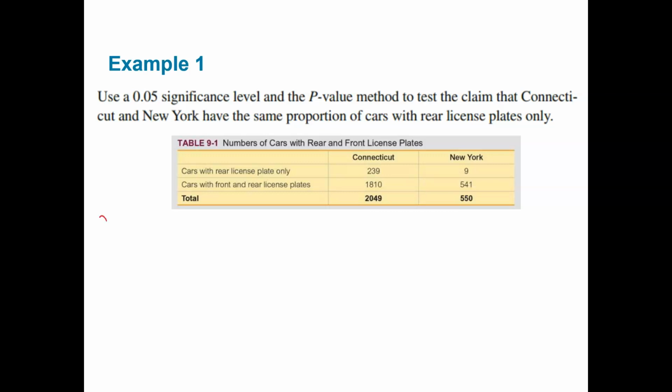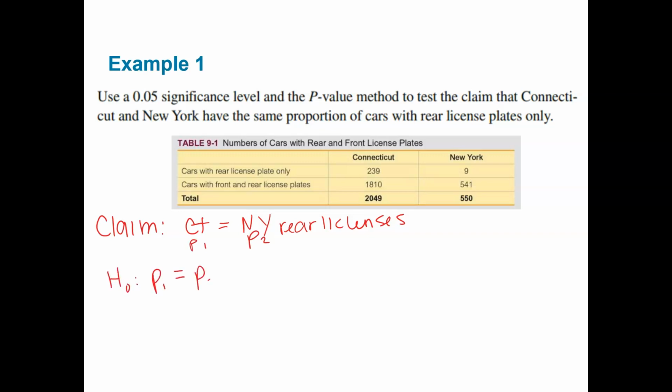So the claim here is that Connecticut and New York have the same, so I'm going to say equal, rear licenses. Okay. So let's call Connecticut P1, and we'll call New York P2. So for our null hypothesis, that is actually our claim that the proportions are equal. And our alternative would be then that the proportions are not equal.